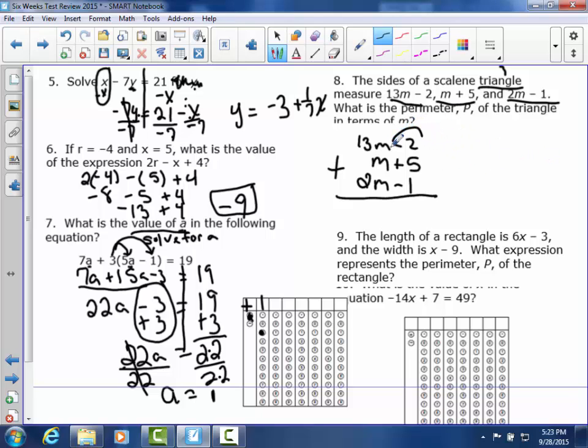So I could type this in my calculator or do it in my head, but I have negative 2 plus 5, which is 3. 3 plus negative 1 is positive 2. Then I have 13 plus this understood 1 makes it 14. 14 plus 2 is 16. So 16m plus 2.